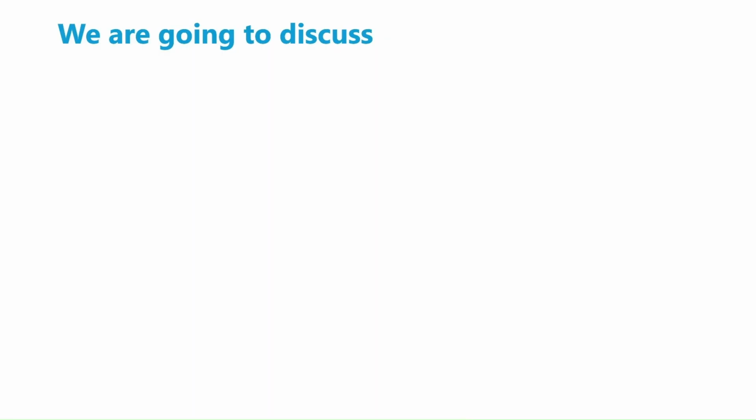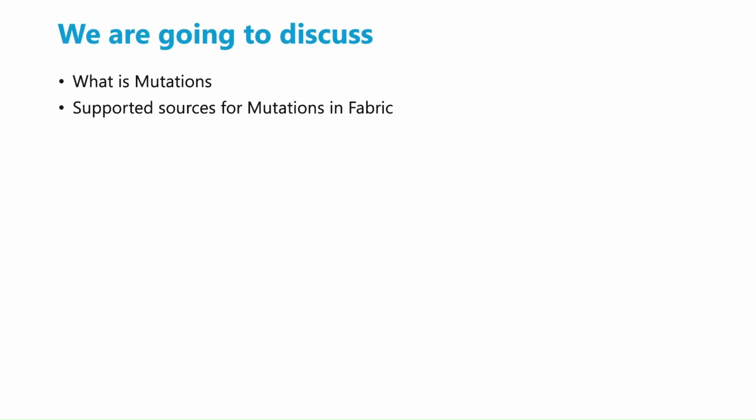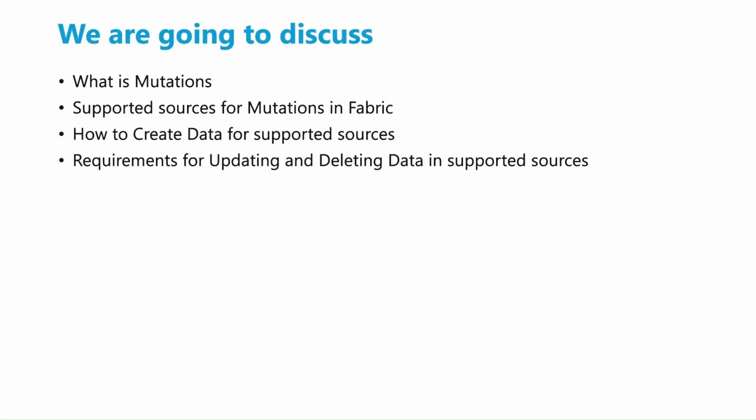So today's agenda is: what is mutations, supported sources for mutation in Fabric, how to create data for supported sources, and requirements for updating and deleting data in supported sources. There are certain prerequisites which need to be met, otherwise you won't be able to update and delete. Then how we can update data, and at the end we will see how to delete data.